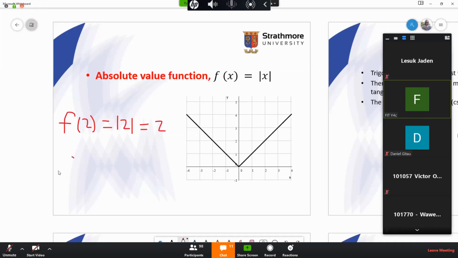If I say find f of negative 2, it's equal to absolute negative 2, which is actually equal to 2. So absolute means that you just count, you ignore the direction or the sign. So when x is negative 2, you see y is still 2 up there. That's what gives this function that funny shape.